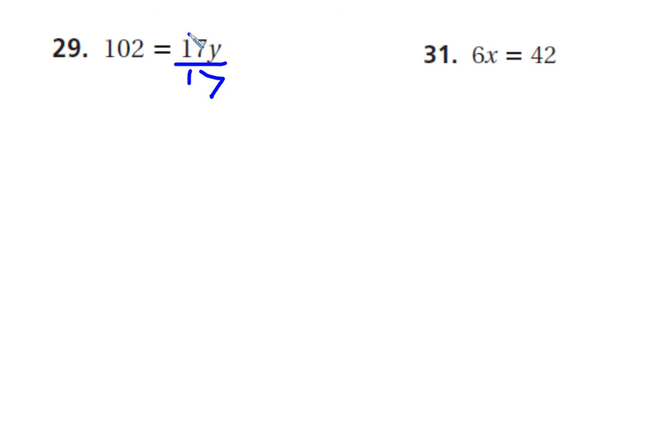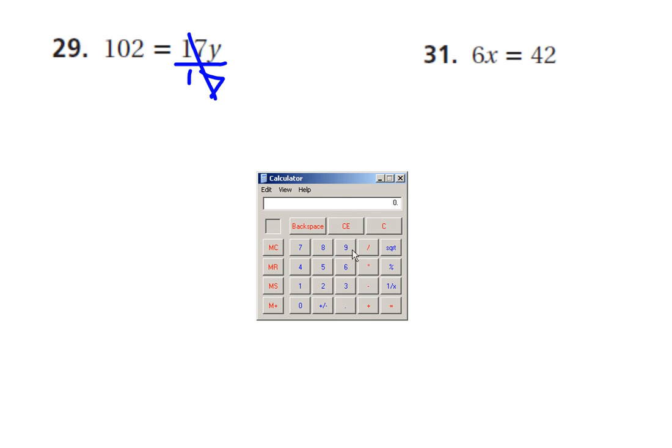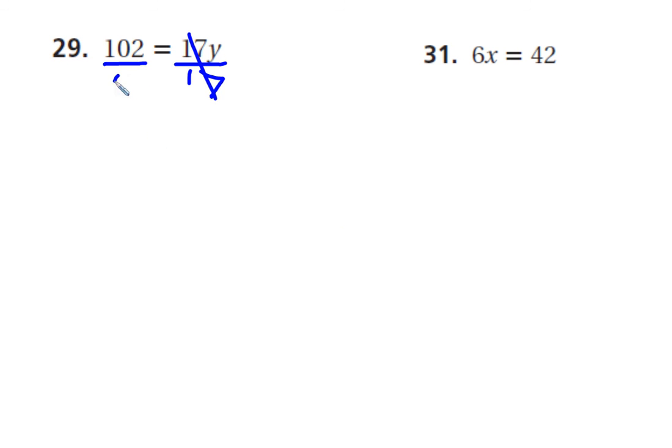So what I do to one side, I must do to the other, and I'm going to be careful and use the calculator here. Divided by 17, I get 6. So this divided by 17 is 6. 17 divided by 17 is 1, so y equals 6. So this one, 6 times x equals 42. To isolate the x, or undo the 6 times, I can divide by 6. 6 divided by 6 is 1, leaves me with 1x. Divide this side by 6, I get 7. Okay. All right.